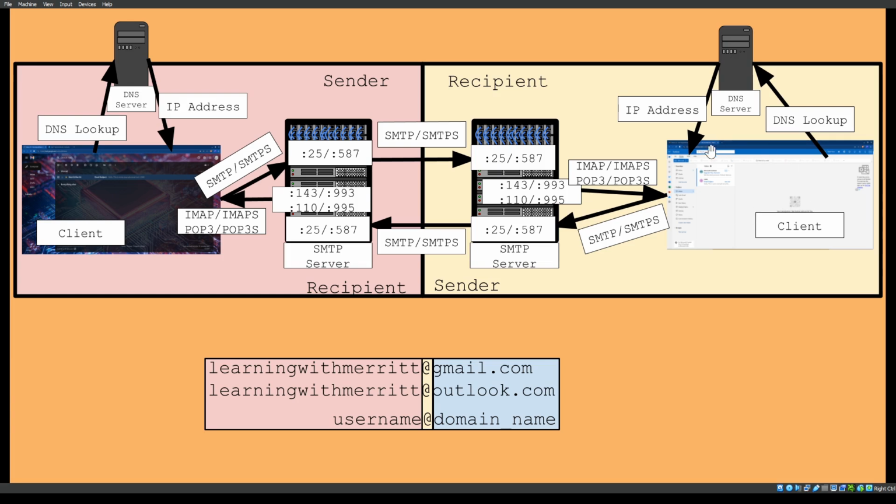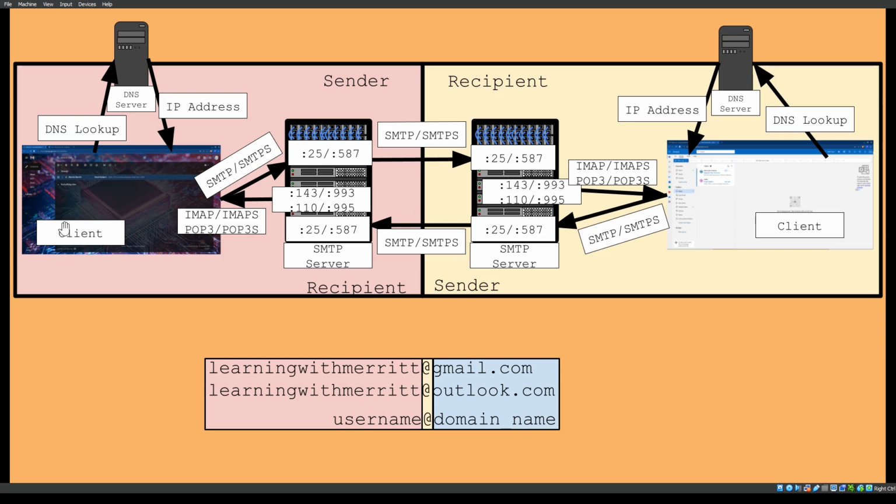Now, when the recipient client, meaning the person who's receiving the mail, over here, this would be Outlook, asks for it, it's going to reach out and say, hey, what email is new on the server? And then through IMAP or POP3, we're going to download that to the client. So it's a pretty simple process.